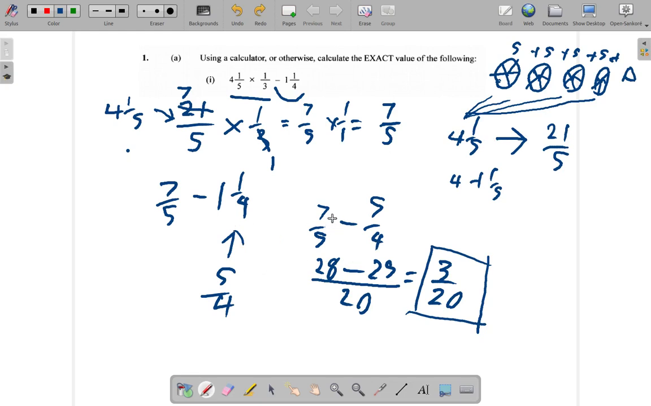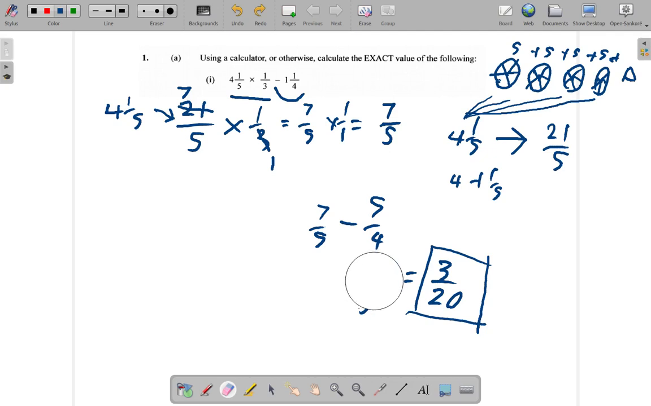And then we had 7/5 minus 5/4, and we subtracted it to become 3/20. Just one more explanation I want to look at. What's another way of doing this other than drawing the line and finding the LCM? And we're getting 3/20. Just to quickly redo this in another way.